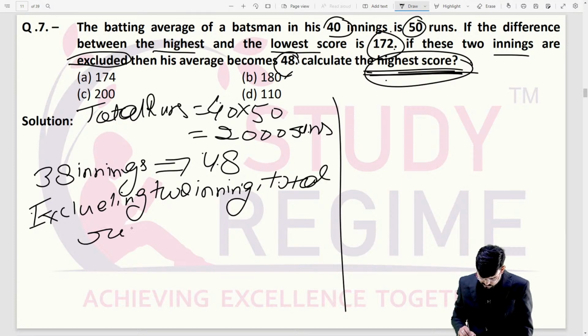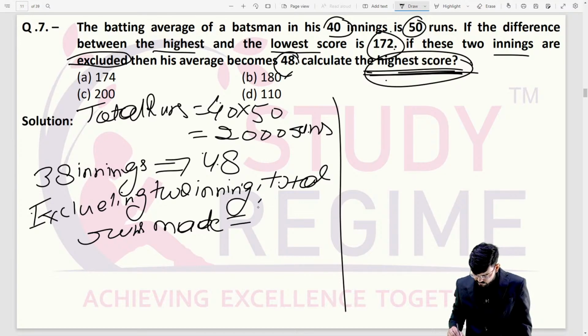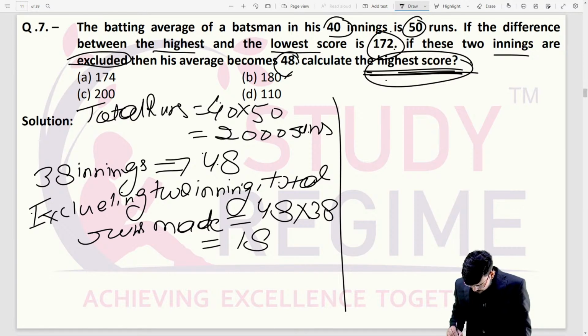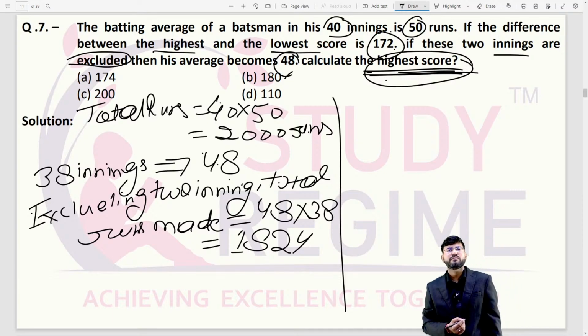So after excluding 2 innings, total runs made is equal to 48 into 38. Clear? 48 is the batting average and 38 are the innings after excluding the 2 innings. So what will you get? After multiplying, you will get 1824.